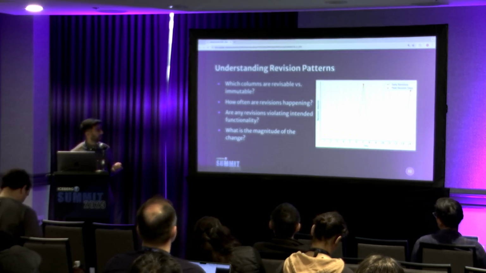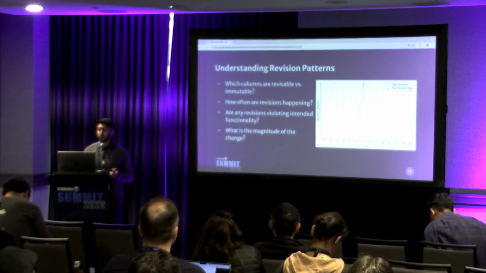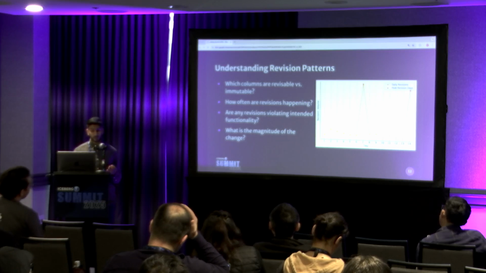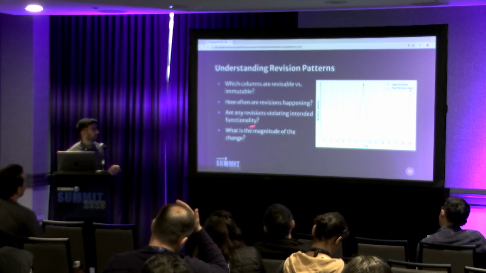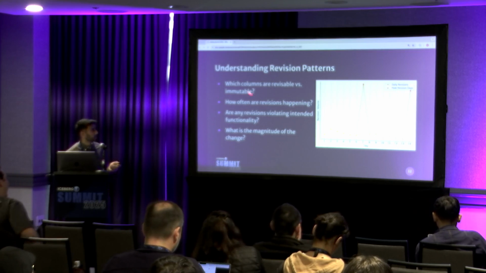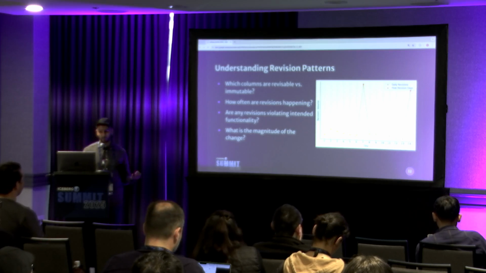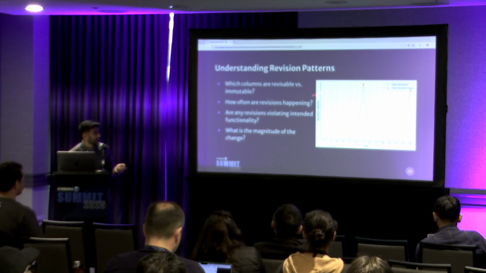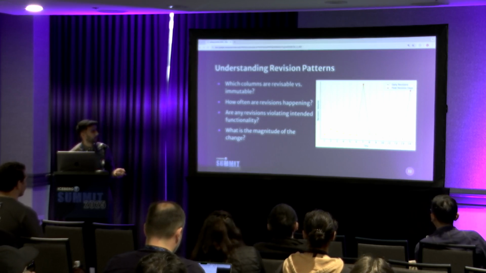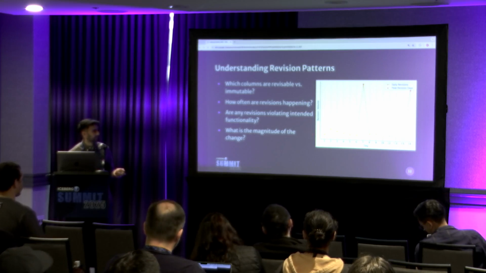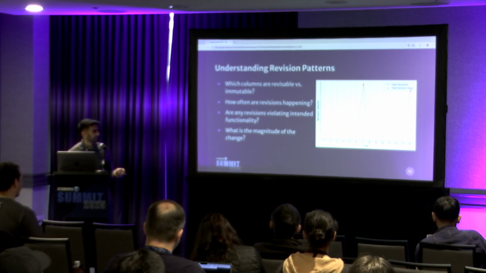And once we were able to build this revision tracking model, we were able to understand these revision patterns in a light in which we couldn't before. And we're able to pose and answer some key questions, such as which columns are revisable versus immutable? How often are these revisions happening? As you can see in this graph on the right, this shows the revision volume for one of our tables. And you can see that on a daily basis, it tends to be fairly small and fairly consistent, but it has sharp spikes every 7 days.